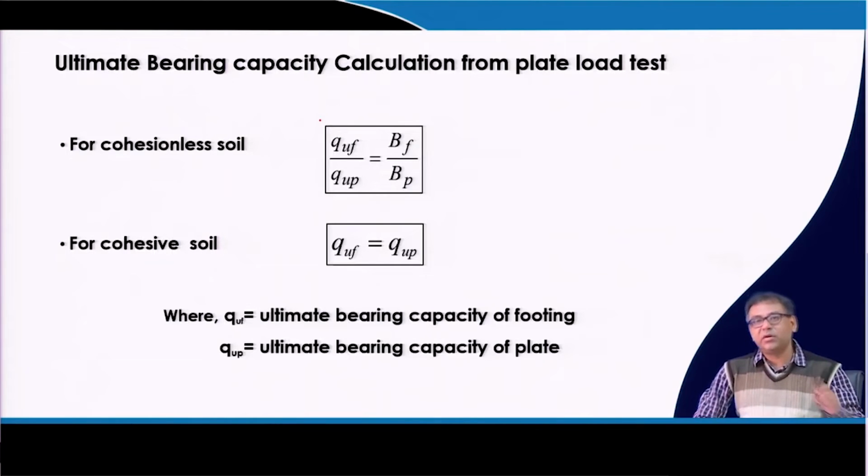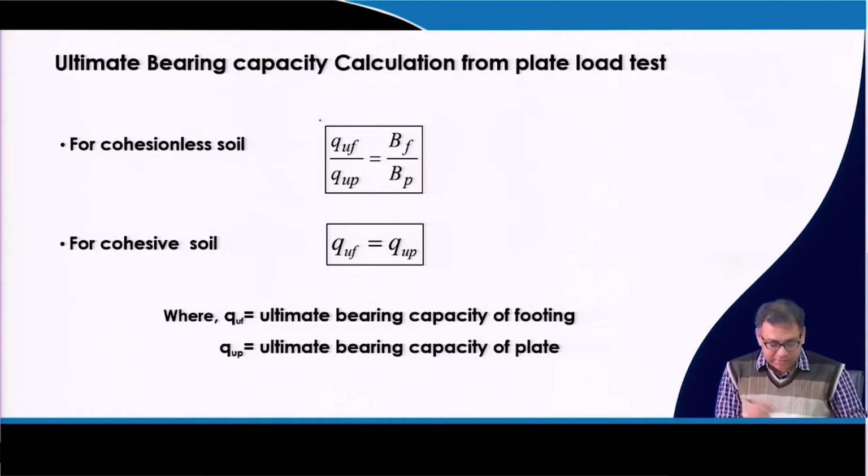Now, as I mentioned, not only the plate load settlement, bearing capacity also we can get. For the cohesionless soil, this is the equation. And for cohesive soil, the ultimate bearing capacity of the plate is equal to the ultimate bearing capacity of the foundation. As you know, the width is not an important thing for the cohesive soil. And one more thing, your depth of the plate ideally should be the depth of the foundation.